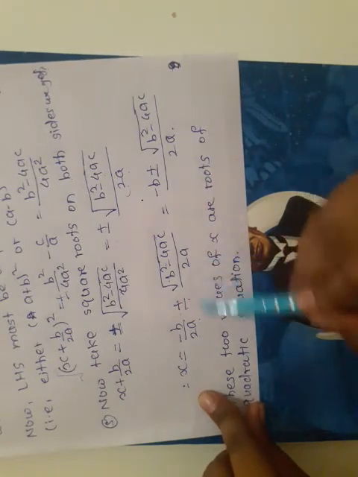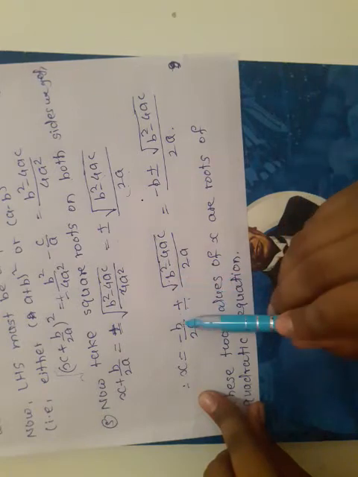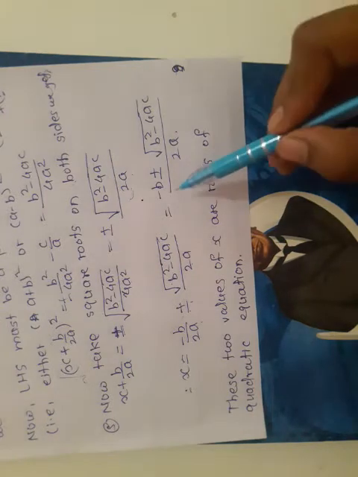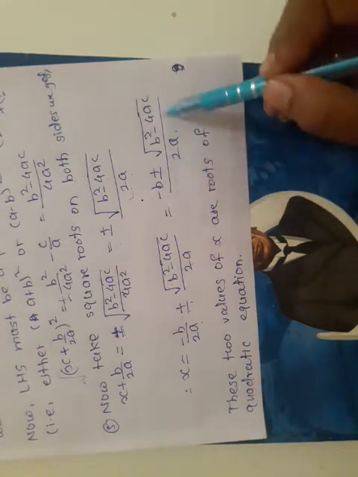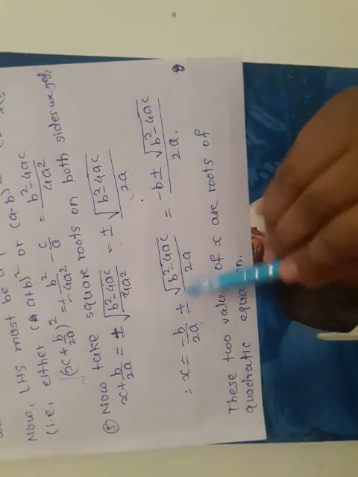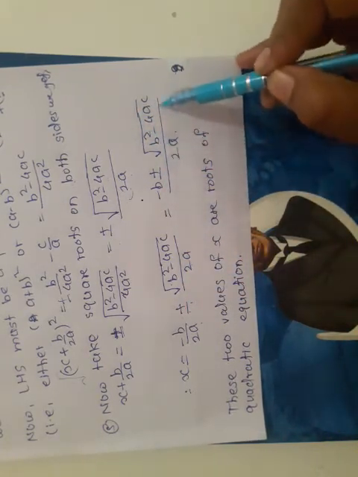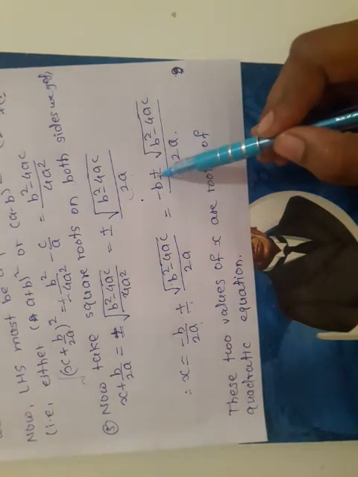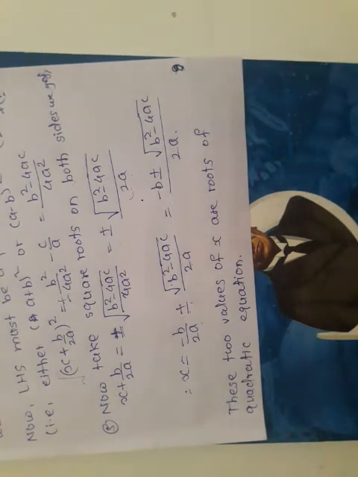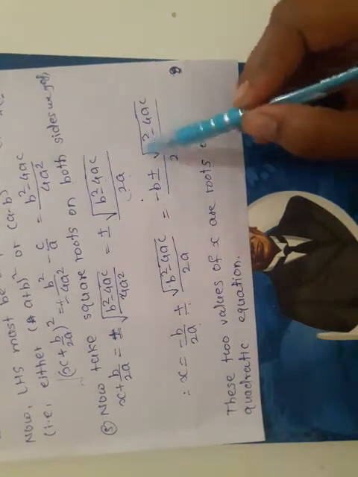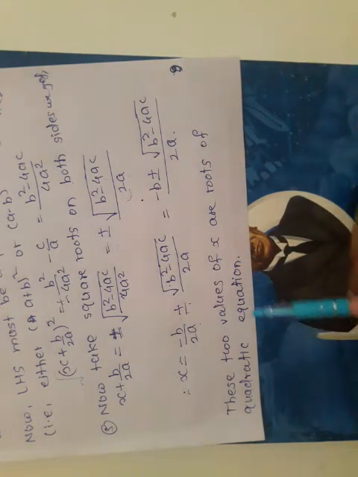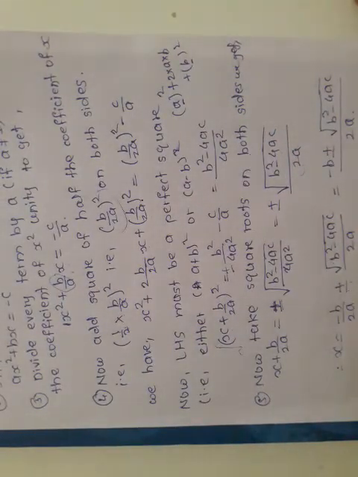See here, both the terms have the same denominator. If the denominator is the same, then we take the addition or subtraction of the numerators. So we write down the common denominator, and in the numerator we add the numerators: minus b plus minus under root of b square minus 4ac upon 2a. These are the two values of x: minus b plus under root of b square minus 4ac upon 2a, and the second value is minus b minus under root of b square minus 4ac upon 2a. These are the two values of x, the roots of the quadratic equation. So this is all about our completing the square method.